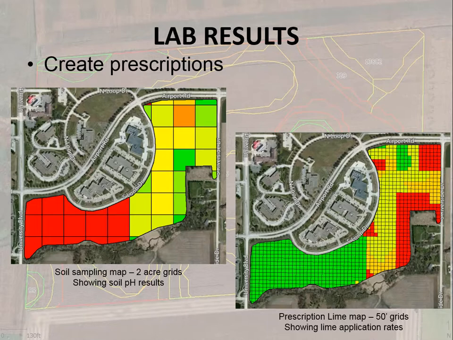So what we could do is, with a couple clicks of the button, create a prescription, and that's what shows up on the right. We basically created a prescription map that says, okay, when we go out to this field, here's how much lime we're going to need in these parts of the field, the different levels. And once again, automated equipment is going to make that really easy to do. So that's the whole process from front to end.